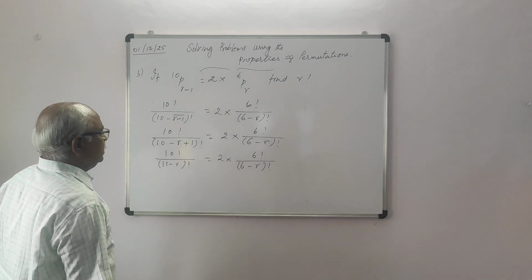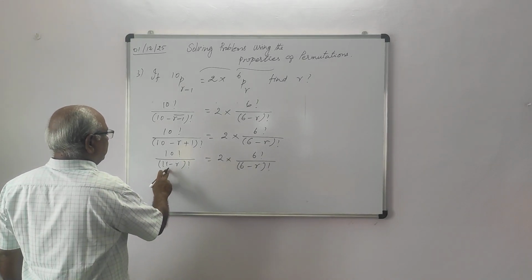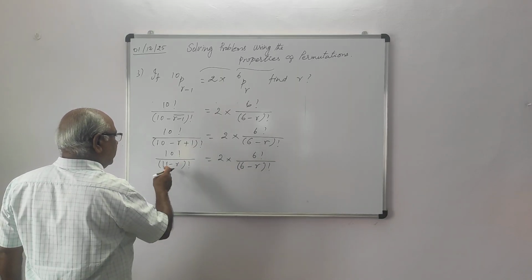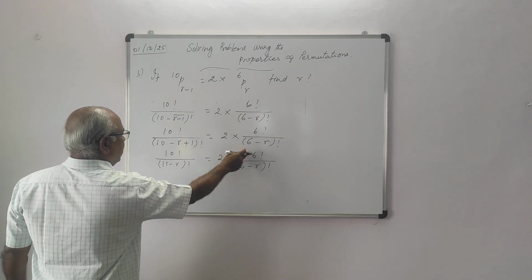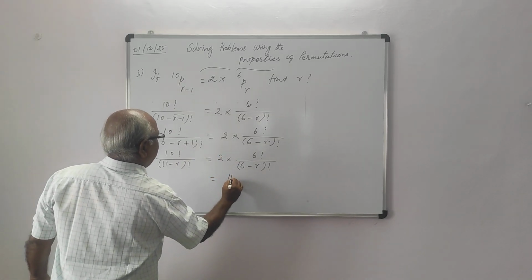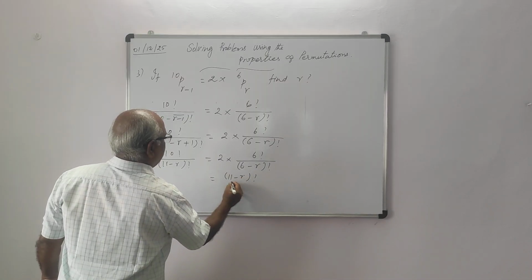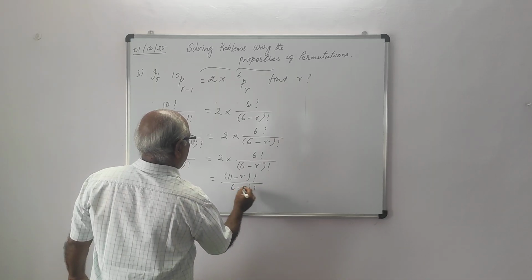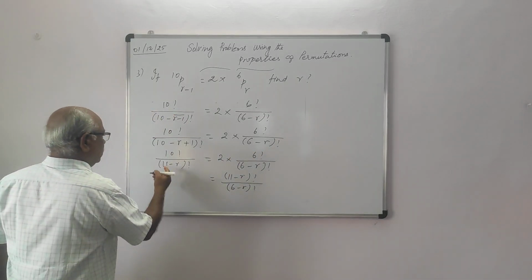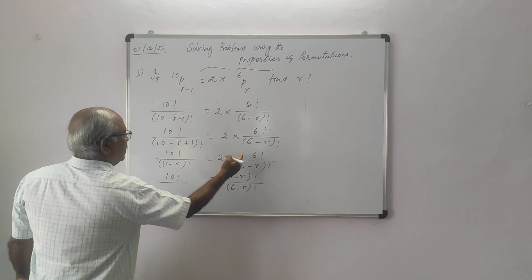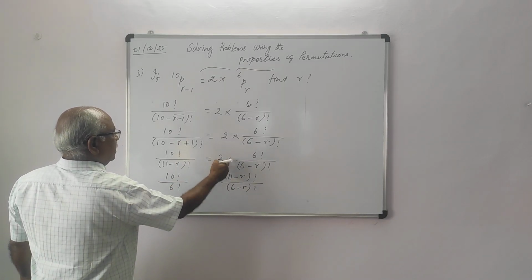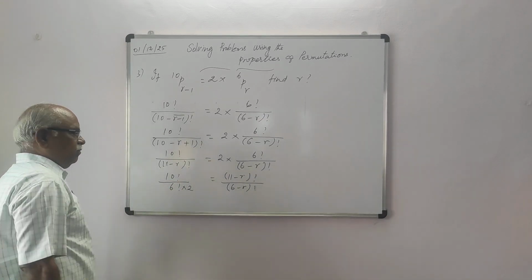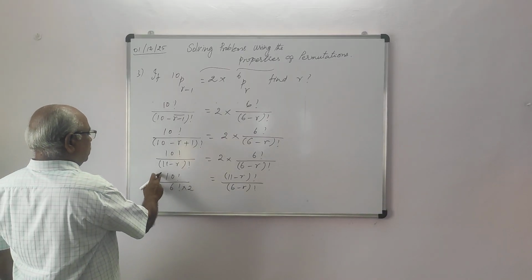Here you bring that (11 minus r) factorial and (6 minus r) factorial by cross multiplication. You will get (11 minus r) factorial by (6 minus r) factorial equal to 10 factorial by 6 factorial into 2. That 2 will also come to the denominator. So you know 10 factorial divided by 6 factorial.